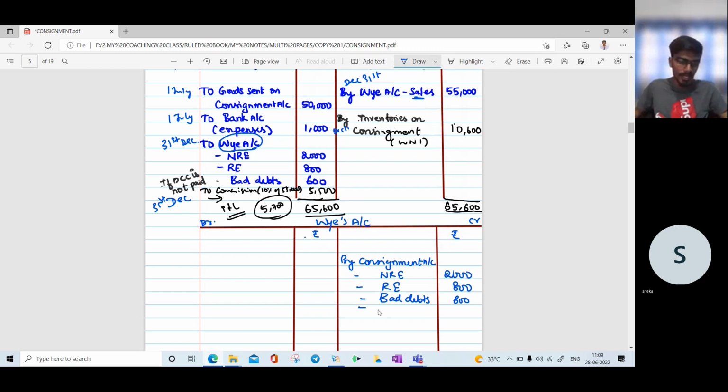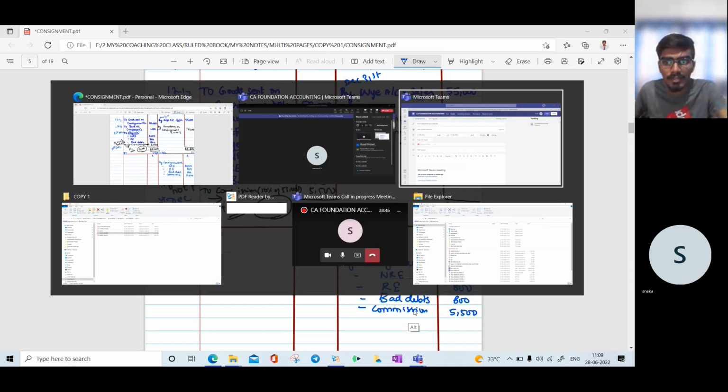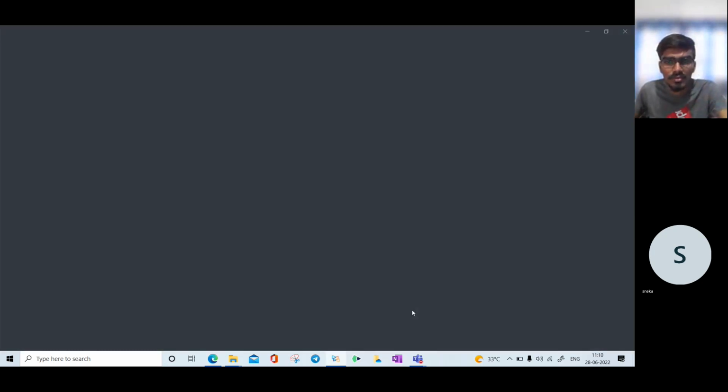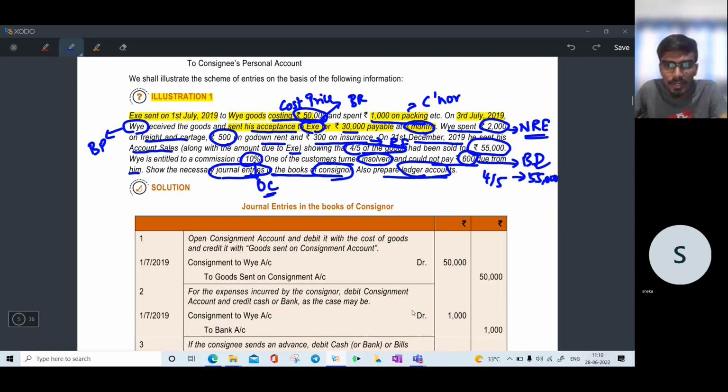Next, in the bad debts area, put the commission 5,500. Here is a point: we are maintaining the books in the books of E. For W we have marked bills payable, correct? For W it is bills payable. In the books of W it is bills payable. In the books of the consignor it is bills receivable.